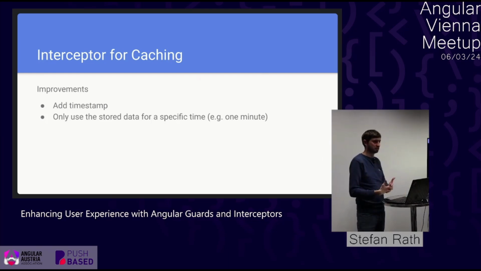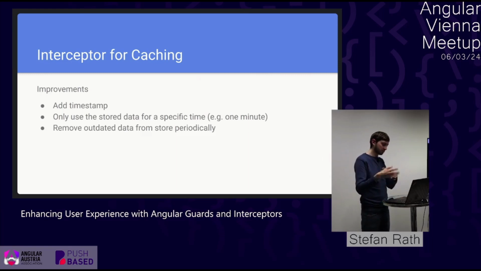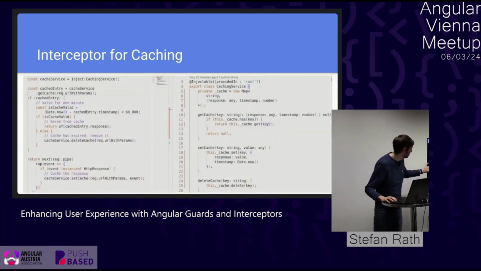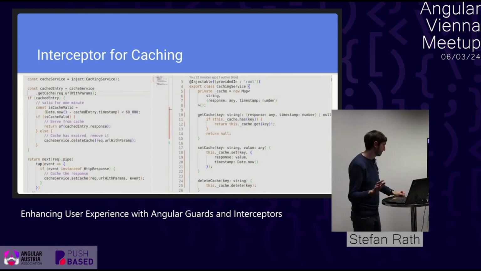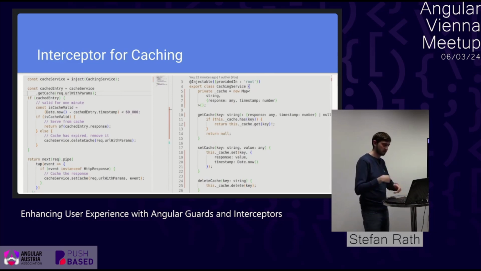Otherwise, as I said before, as an office worker I've made applications which are running, I don't know, for weeks, and the user doesn't hit F5, and the problem is that they will see outdated data. So remove outdated data from the store periodically to free the data and only use the data for a specific time. I have a small example here. We have the date now, and if it's older than 60 seconds, get rid of it and make the HTTP call. Otherwise, use the stored data from our service.